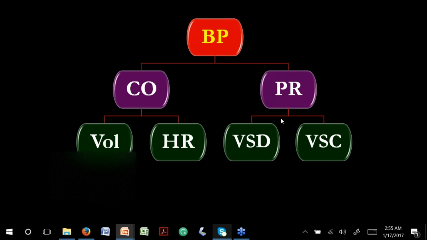Vasodilators: peripheral resistance depends on vasodilation and vasoconstriction. The more vasodilation, the less peripheral resistance. The less vasoconstriction you have, the less peripheral resistance. For vasodilation, for example, we have alpha-2 agonists, and vasoconstriction is going to be blocked by the alpha-1 blockers.